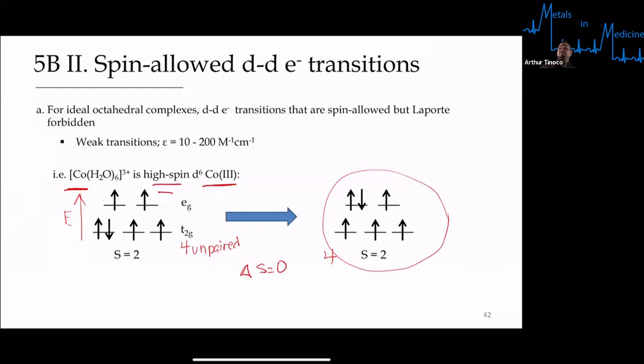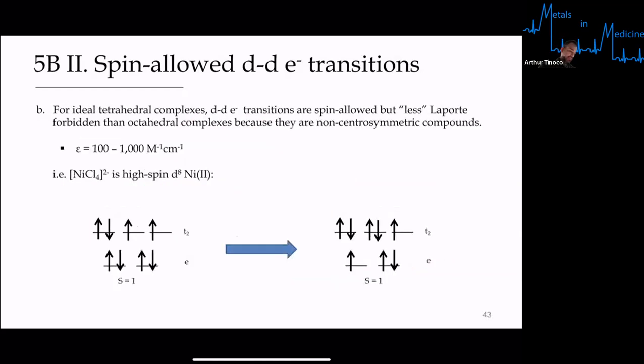So what is the net effect of this? The net effect of this is that your extinction coefficient is going to be higher than what we observe for the situation where we violate both spin and Laporte. All right, so now our values are typically going to be between 10 and 200 per molar per centimeter. Okay, you might find a few examples a little bit higher, but that's the general range in which we're going to see something that corresponds to these two.